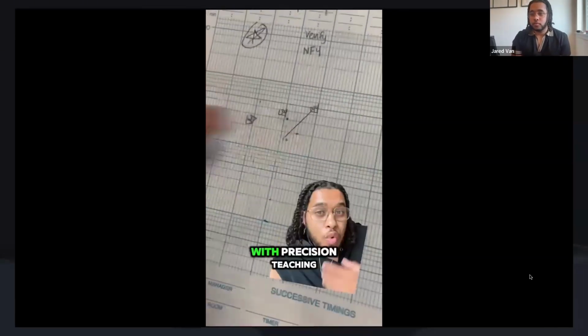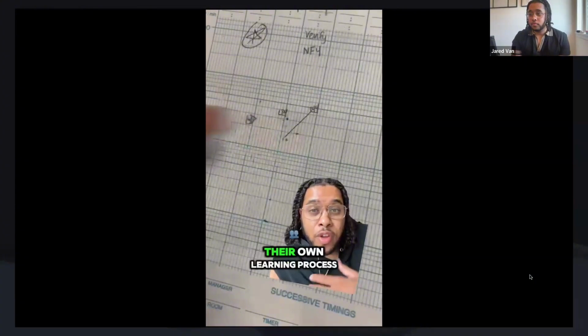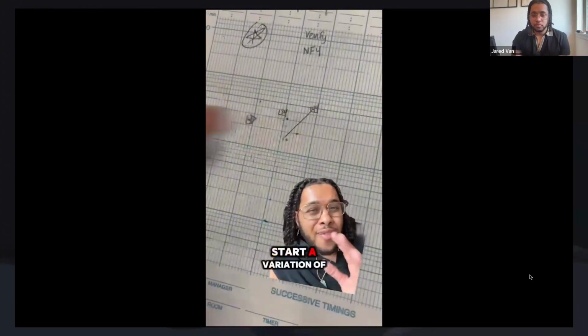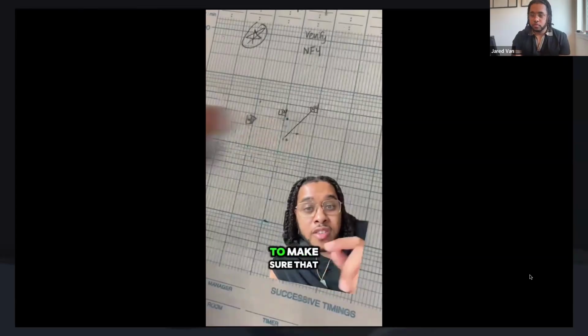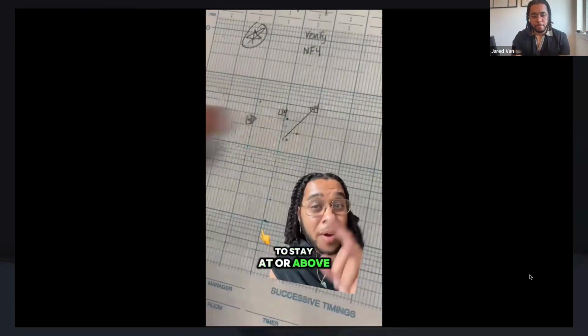Okay, yes. With precision teaching, learners become part of their own learning process. So they are charting Emma's performance on the timings chart, a variation of the standard acceleration chart. To make sure that Emma meets her goal, we want her performances to stay at or above that line.